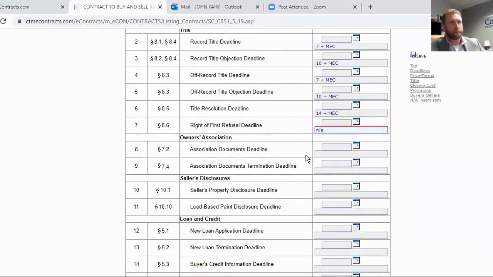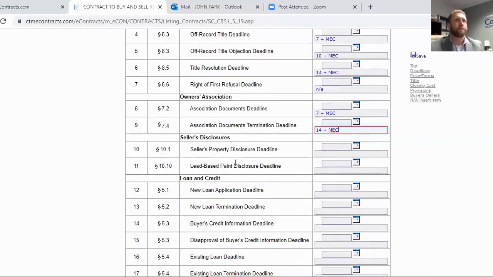All right. Association documents deadline. How many days? 7 days. Okay. And I usually want to give my clients some time to read those, John, because they are a very convenient read of 190 pages long. Yeah, so very long. I usually give them 14 days to object or terminate.